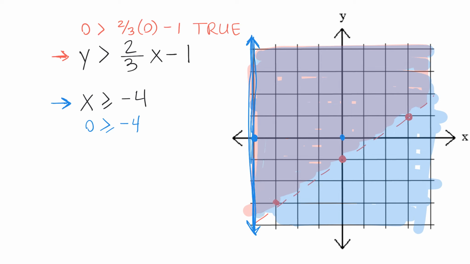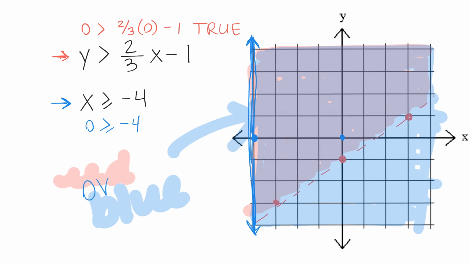And so here's my question now. Where's my solution set? What area of the graph is covered by red and blue? This thing. So now our solution set is what we call the overlap. So this is the overlap, and it's the solution set.